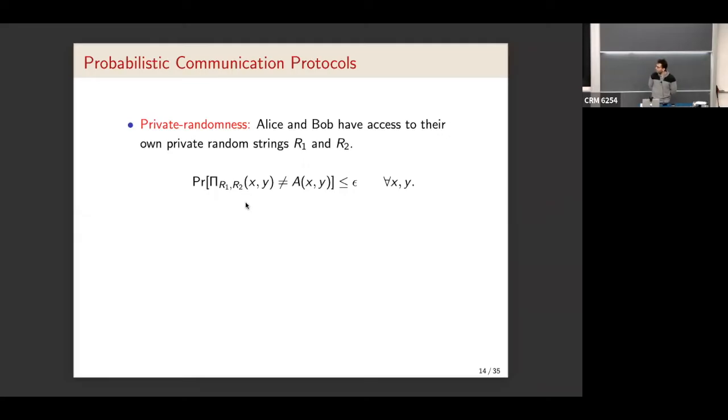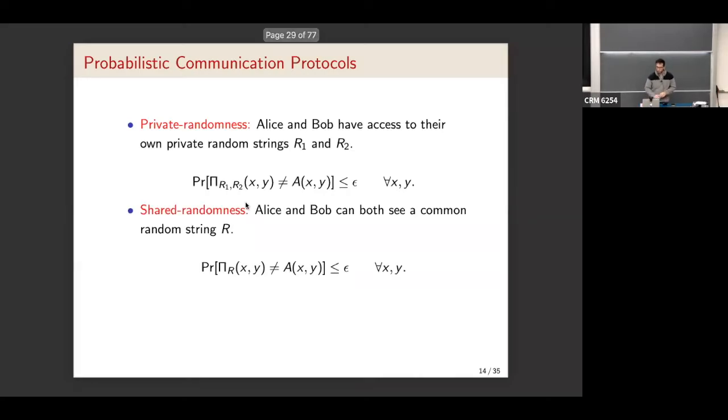There are a few different settings here. Private randomness is probably the most natural in terms of communication: Alice has her own coin flips, Bob has his own, and according to those they communicate and then output something. If they're incorrect with probability at most epsilon for every possible input, then that's a good protocol. So that's private randomness.